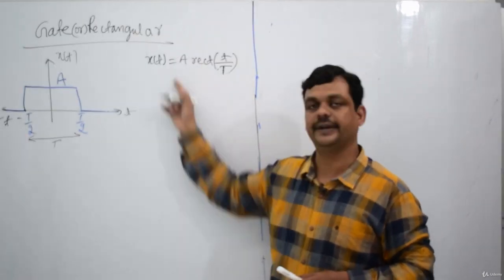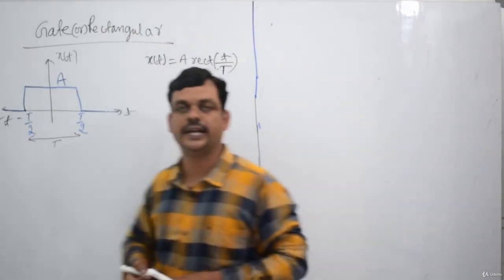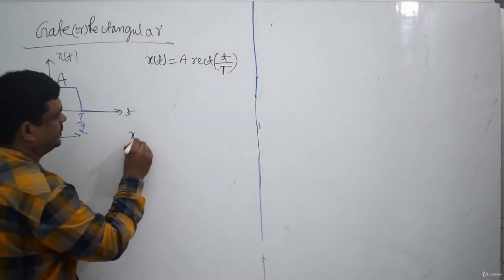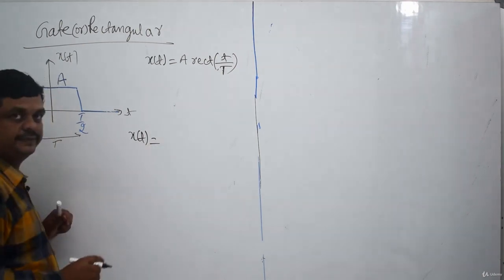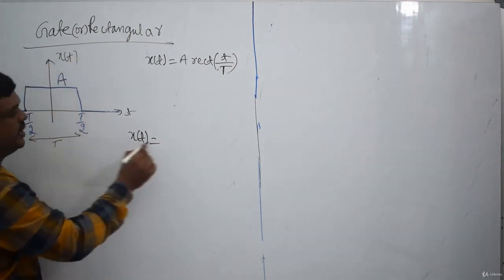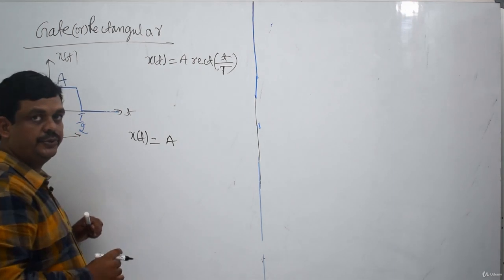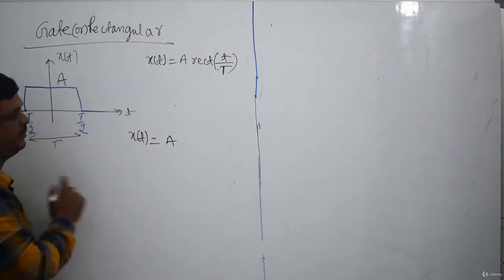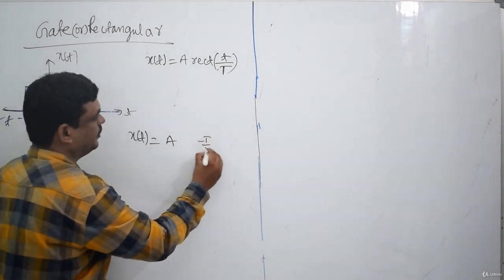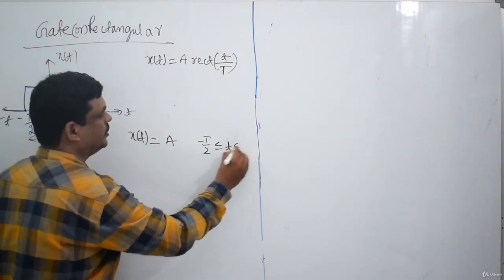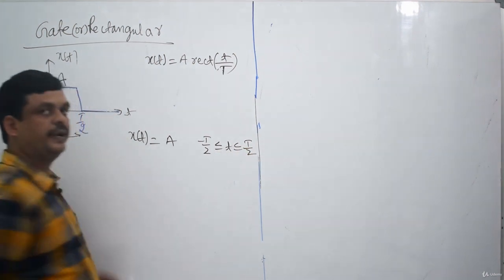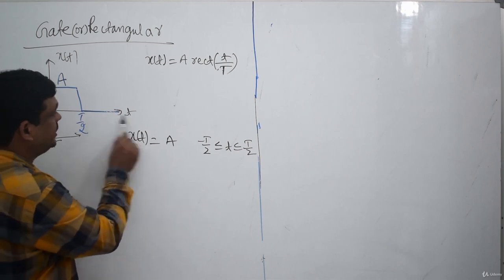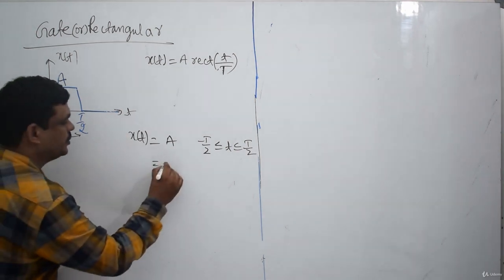This is the functional name here. This function is also called the rectangular function. And the same function we can write like this. x of t is, this function has constant amplitude A. This amplitude is defined from minus t by 2 to plus t by 2. So minus t by 2 less than or equal to t less than or equal to t by 2. Within this time period it has constant amplitude. Other than this time period it should be 0.